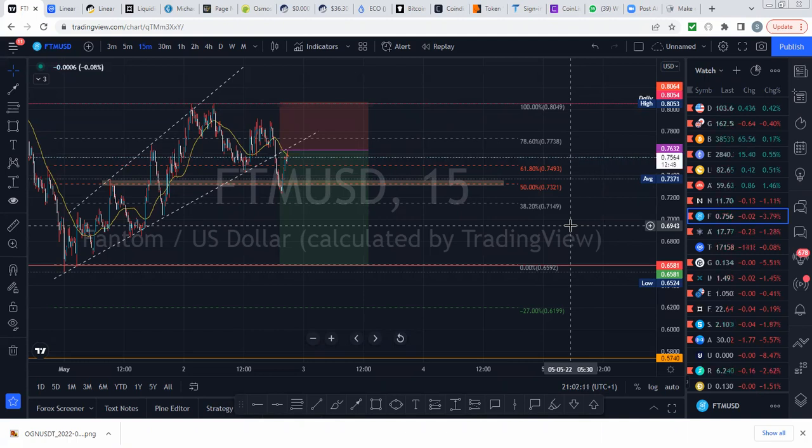So, all these things, like I said earlier, Fibonacci is not an indicator. It's just a mathematical tool that you use to find price retracement points. And it gives you a confluence also. When combined with other technical tools like support and resistance, it gives you a confluence.